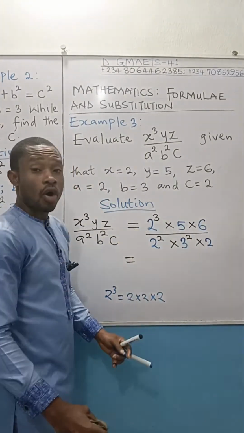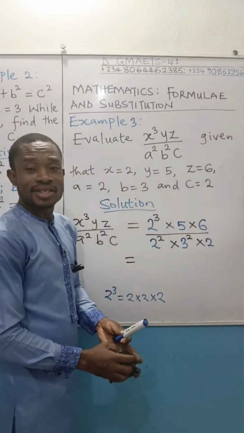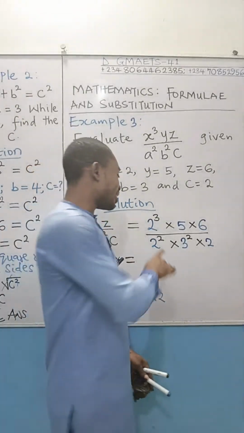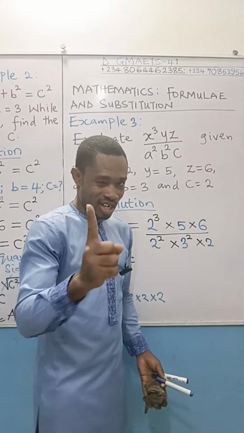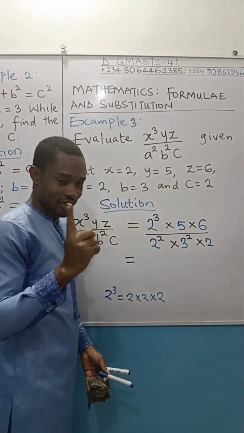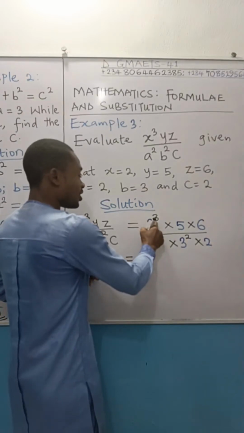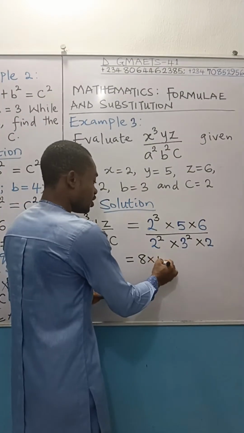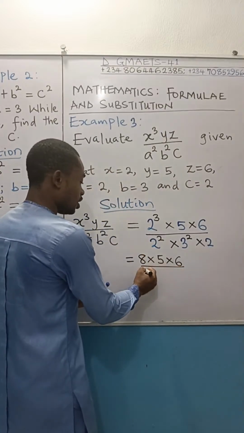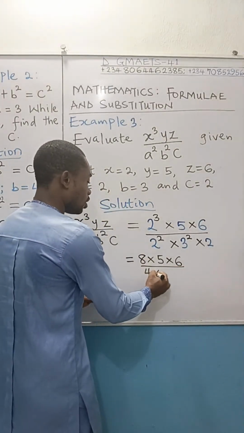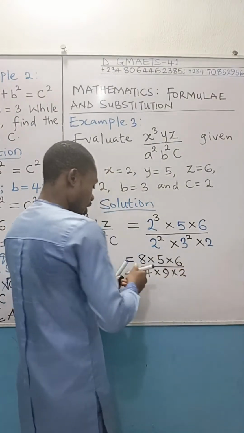2 times 2 is 4. 4 times 2 is 8. So 2 raised to power 3 is 8. If you mistakenly interpret this as 2 times 3, you will get 6, and that is wrong. So take note, raised to power, very important. Okay? This is equal to 2 raised to power 3 is 8. So this is 5, and this is 6. Then all over, come to this, 2 raised to power 2 is 4, times 3 raised to power 2 is 9, times 2. We can now start reducing.